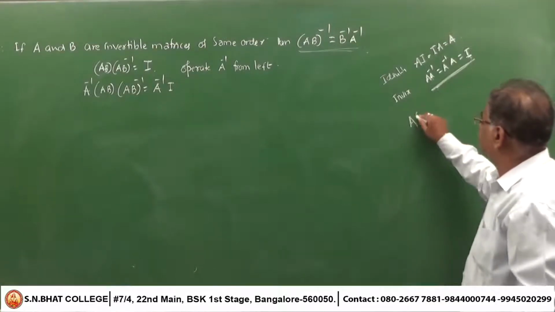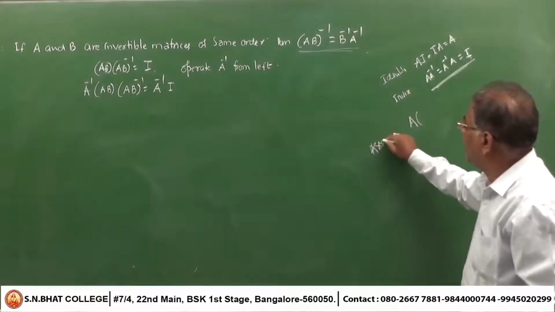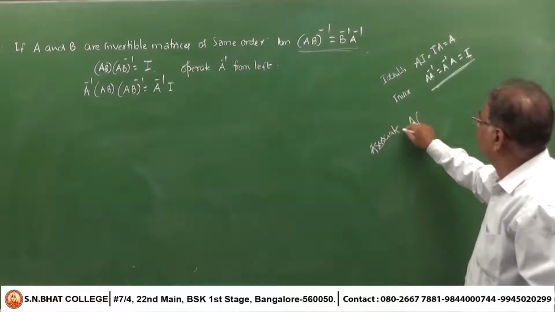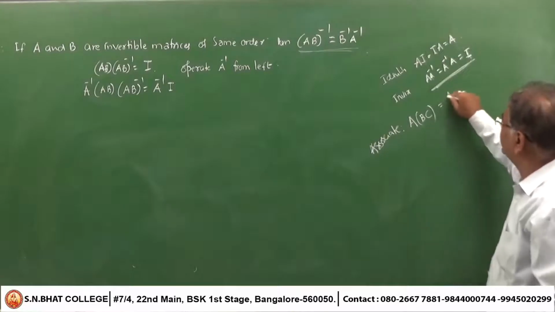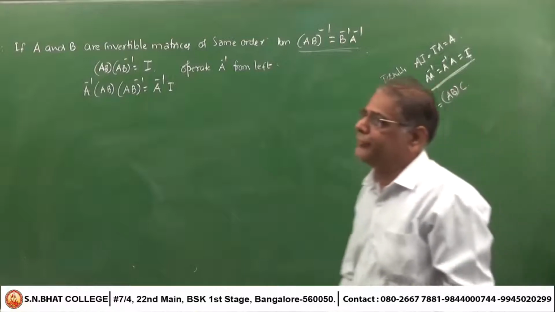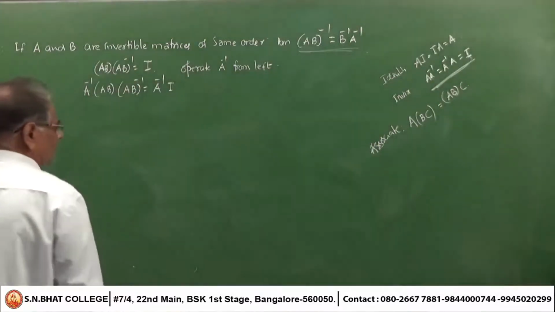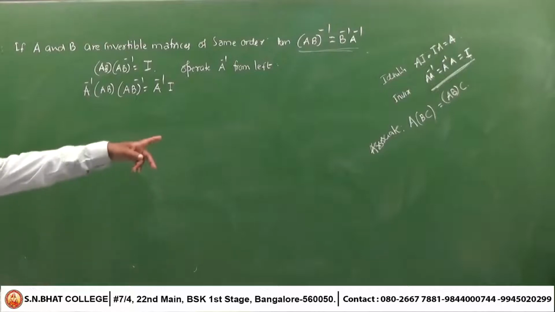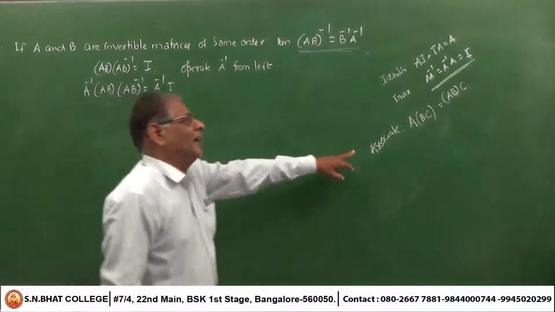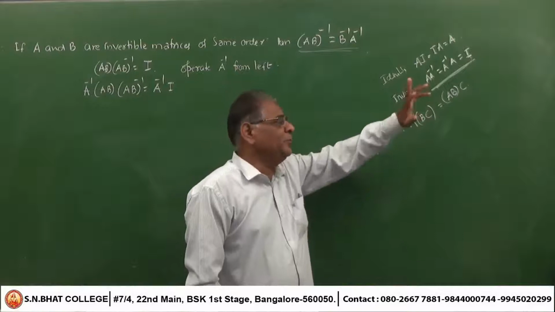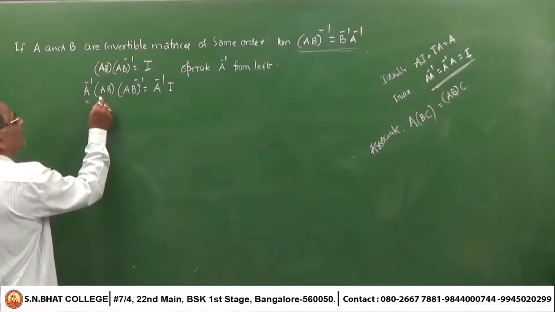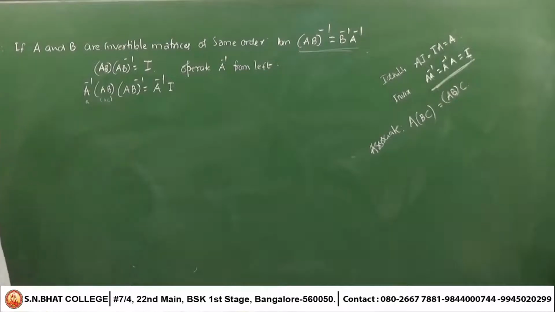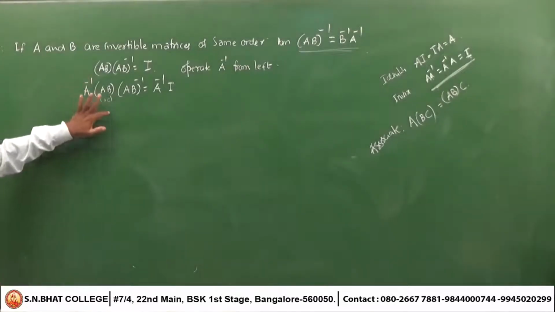Multiplication of matrices satisfies the associative law. The associative law is A into BC is equal to AB into C. This I have given in the properties of multiplication of matrices. Here this is A, and these two are BC.